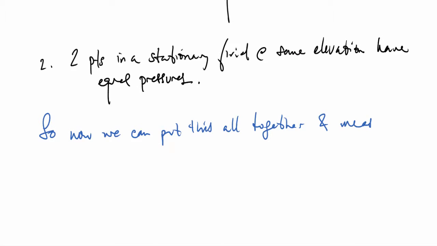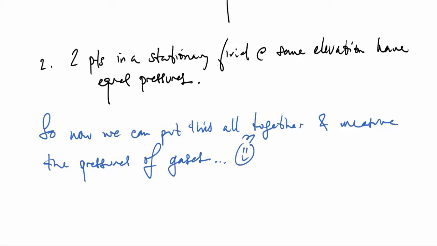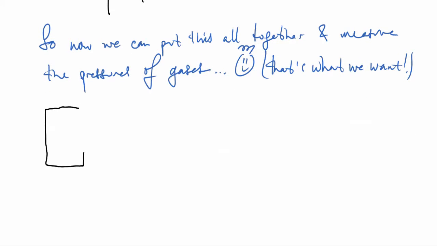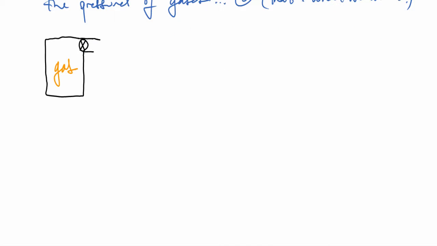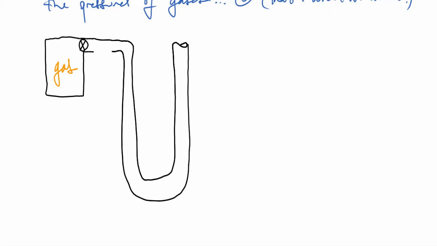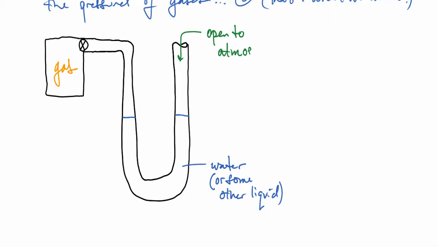So now we'll put it all together and measure the pressure of gases. That's actually what we wanted to do, so a little bit of fluid mechanics will help us with that. Let's look at the setup here. We have a cylinder of gas whose pressure we want to measure. It has a closed valve. We'll just use a long U-shaped tube with some liquid, probably water for now, or some other liquid. Because everything is open to the atmosphere on the other side and the valve is closed, the water in there is level.